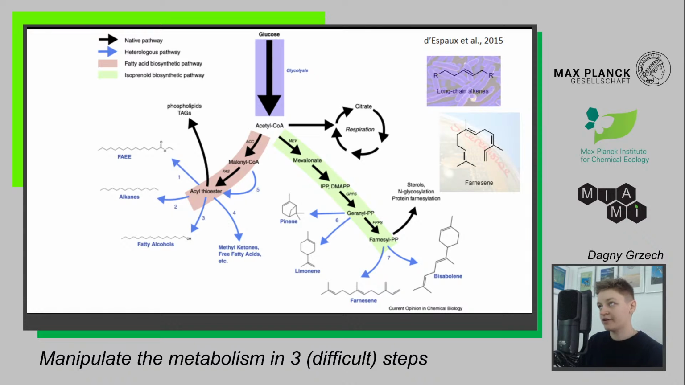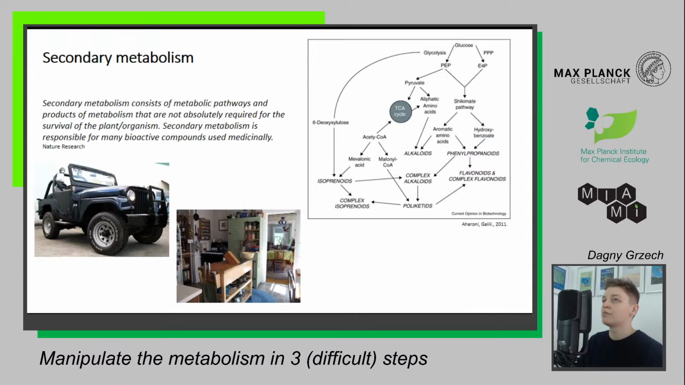So this is just one example of primary metabolism engineering. But today I would like to focus mainly on the engineering of the secondary metabolism. And what is secondary metabolism? Well, secondary metabolism consists of metabolic pathways and products of metabolism that are not absolutely required for the survival of the plant/organism. I am saying plant/organism, plants are organisms, but today I will focus mainly on plant secondary metabolism.